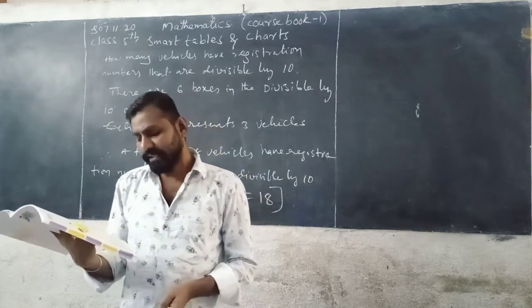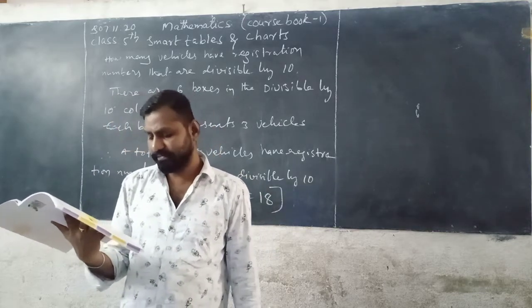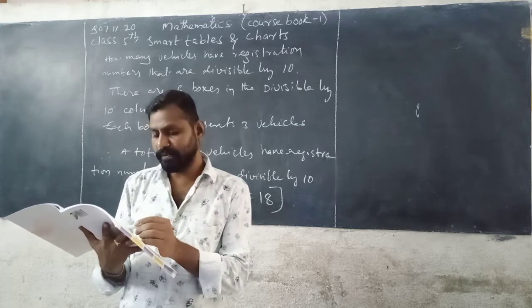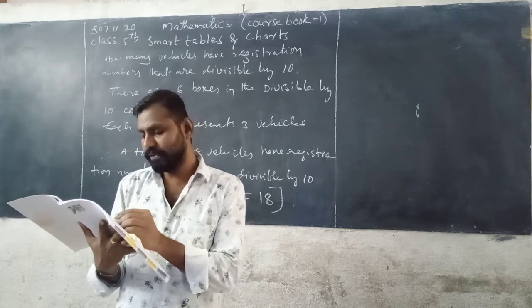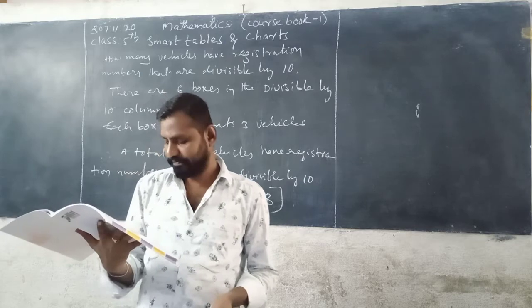See here, I have 4 boxes. 1, 2, 3, 4, 5. 1, 2, 3, 4, 5. See here.